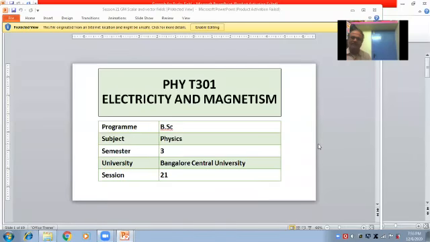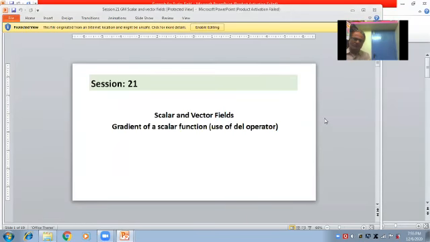Hello, student. Welcome to session 21 of this paper, Electricity and Magnetism. In this session, we are going to learn what scalar and vector fields are, and we are also going to study the gradient of a scalar function.